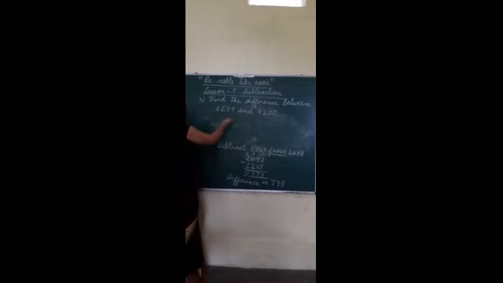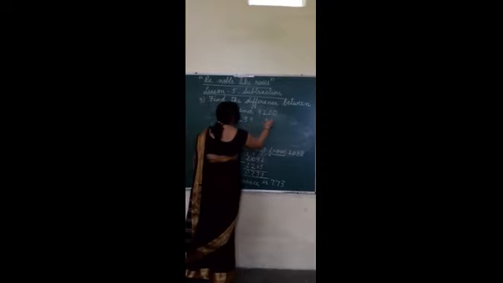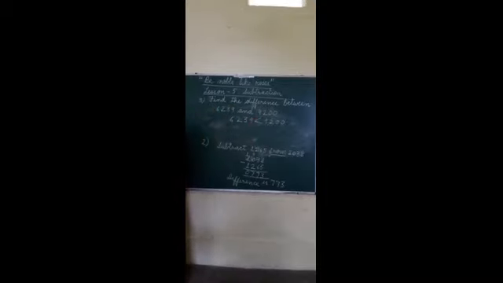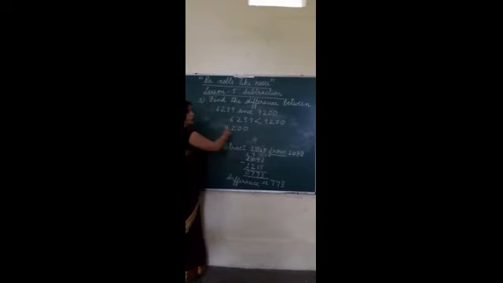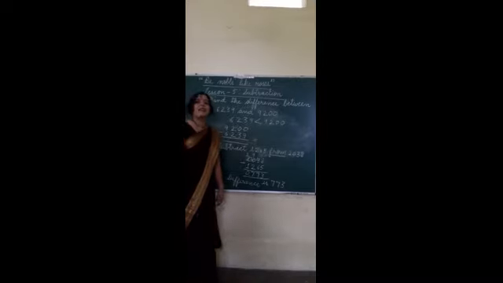You need to compare the two numbers. And after comparing, whichever number is greater, that number will become minuend. That number will be arranged on the top and smaller number will be arranged after it, below it. And bigger number is known as minuend. Smaller number is known as subtrahend. And after subtracting, we will get the answer, and that answer will be known as difference.